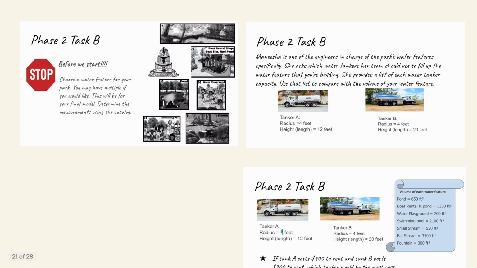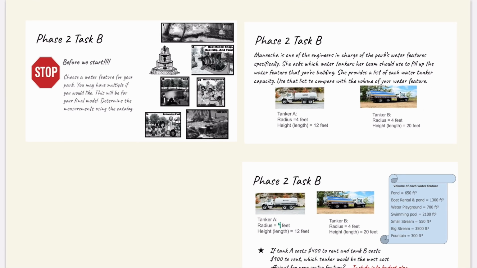All right, and then on Wednesday, we had to make sure we had our water features. So some of you could have chosen like one fountain and a water playground, a small stream, and a swimming pool. Either way, you chose a water feature, and then we had our task B. And Manisha, the engineer, was asking us which tanker do we rent to fill up the water features of your park. So the first thing you needed to do was find the volume of tanker A and find the volume of tanker B.